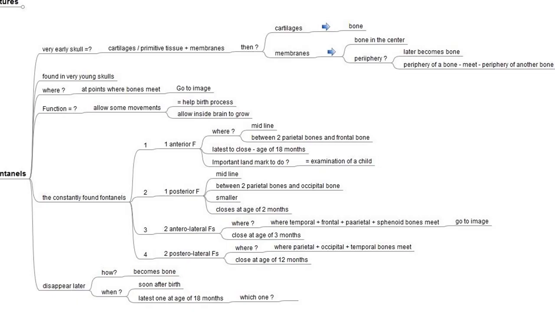Now, these fontanelles, they disappear later. How? When the fibrous membrane becomes bone, this process is going to happen soon after birth. The latest fontanelle to close is happening at the age of 18 months, and it is the anterior fontanelle.